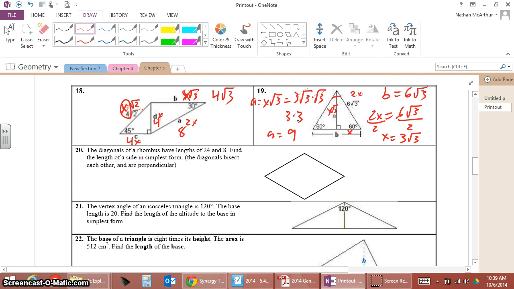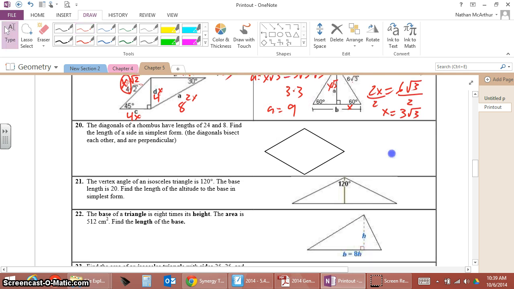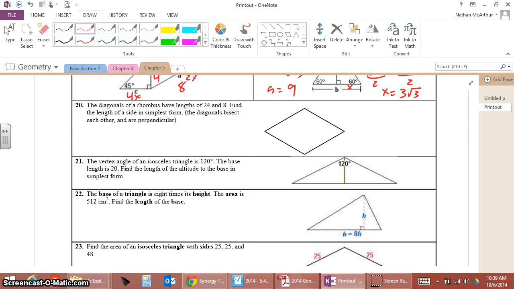a equals 9. Ooh, the diagonals of a rhombus have the length of 24 and 8. So here's 8. Here is 24, the whole big thing. Or I could look at it as 4 and 4 and 12 and 12. Either way you want to look at it. Find the length of a side in simplest form. Well, in that case, I'm not going to care about the 8 and the 24. I'm going to care about the 4 and the 12.